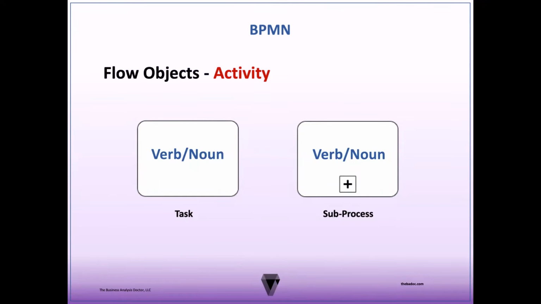Activities should be labeled with the verb-noun format to indicate the action that is being taken, as well as the object that is involved. For example, submit order or send email.